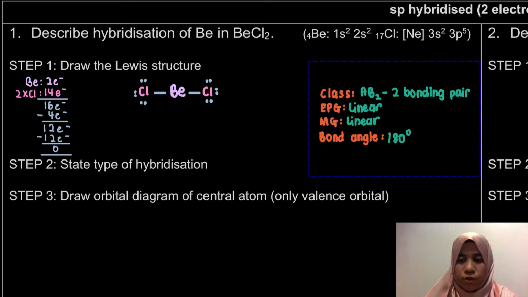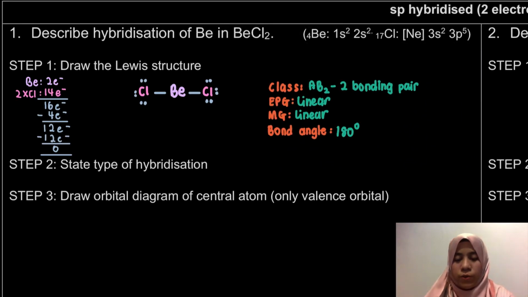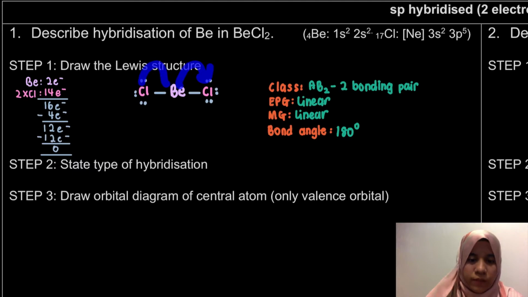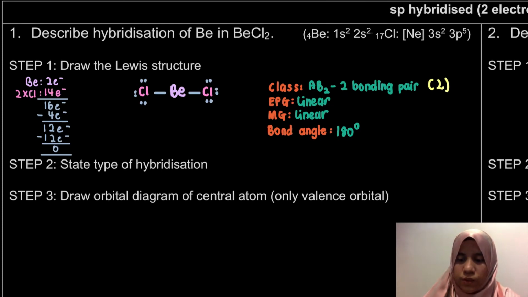Once you draw the Lewis structure, then you can know the class. The class is AB2, where B2 stands for bonding pair 2, because beryllium is bonded to 2 atoms. The electron pair geometry is based on the total electron pair. Our total electron pair is 2, so it is linear. The molecular geometry is also linear because the central atom has no lone pair. Make sure to write down the bond angle, which is 180.